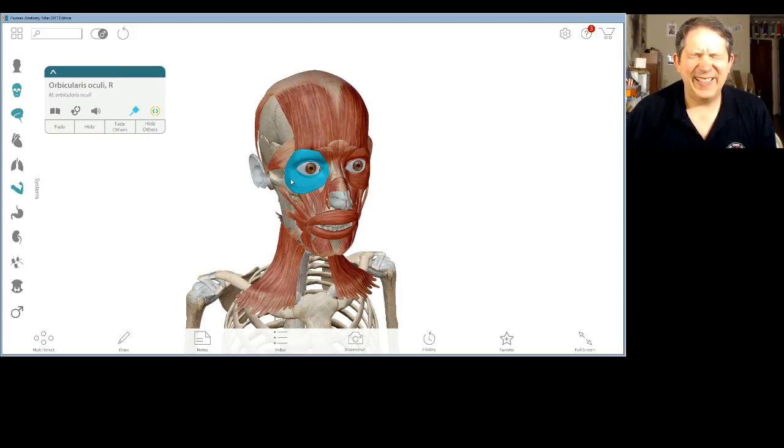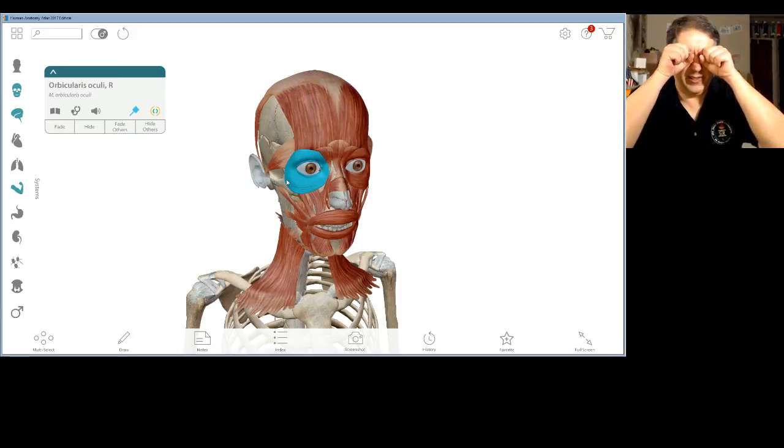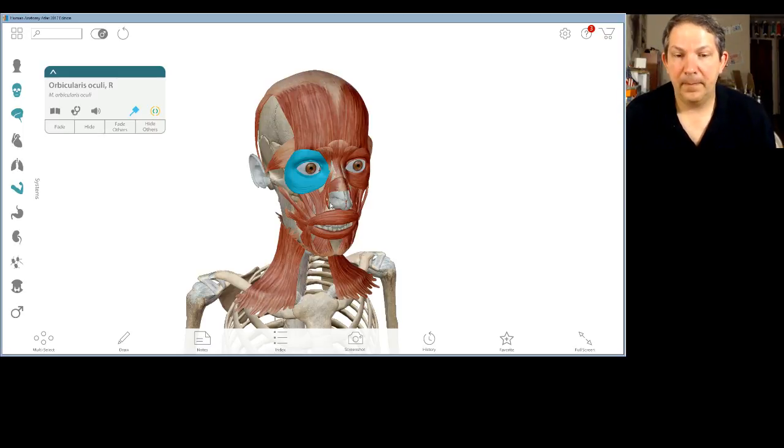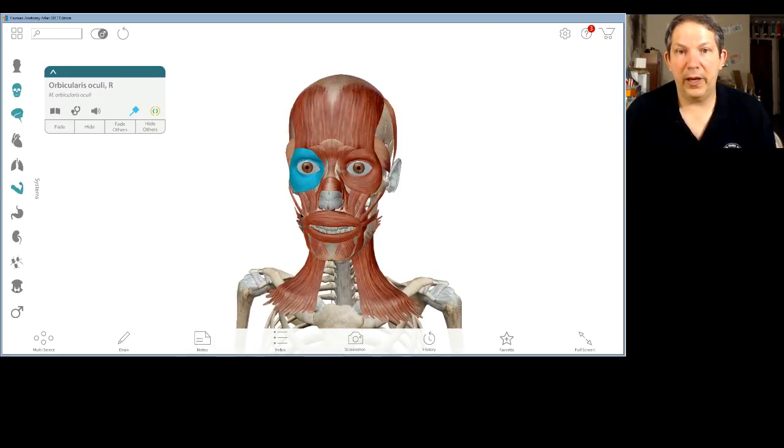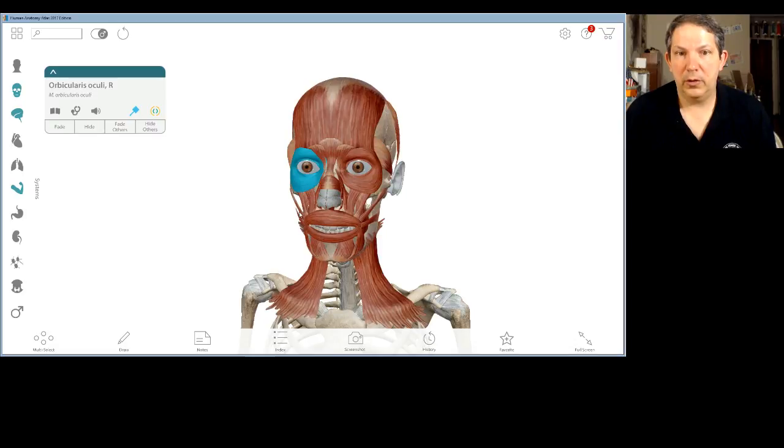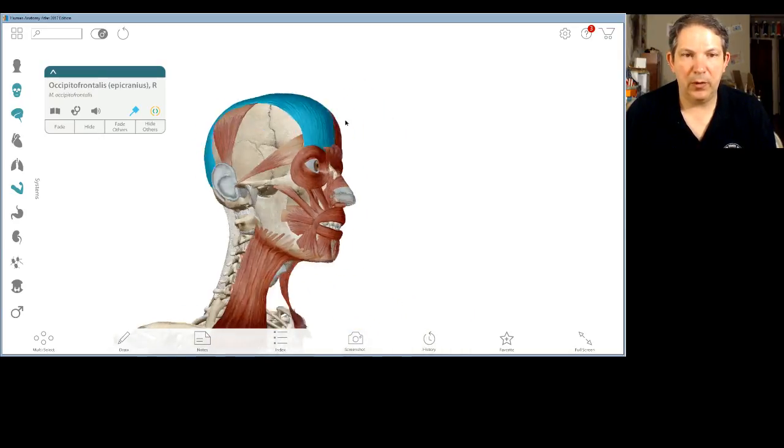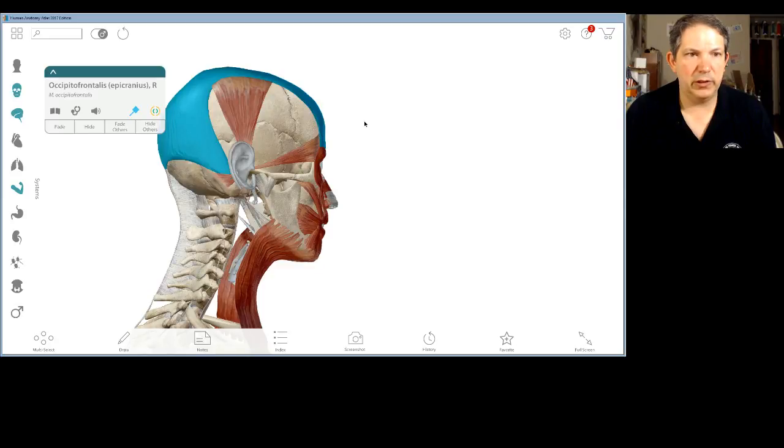Orbicularis oculi, just a round muscle that closes the eye. And so for now, I'm going to focus on what's the muscle, what's the action. Sometimes I'll mention the origin and insertion, but in the interest of time, I'm not going to for most of this.